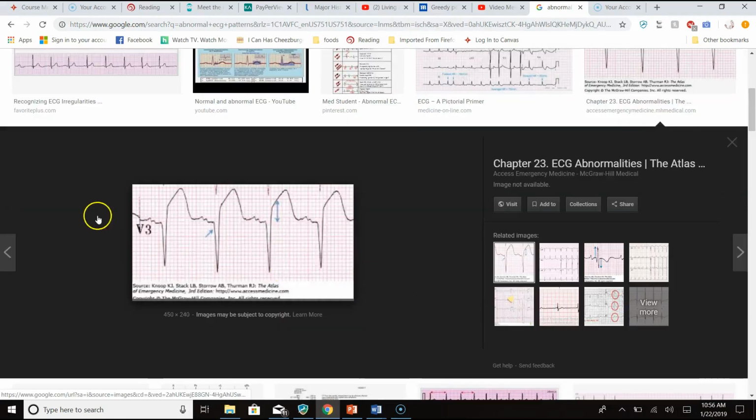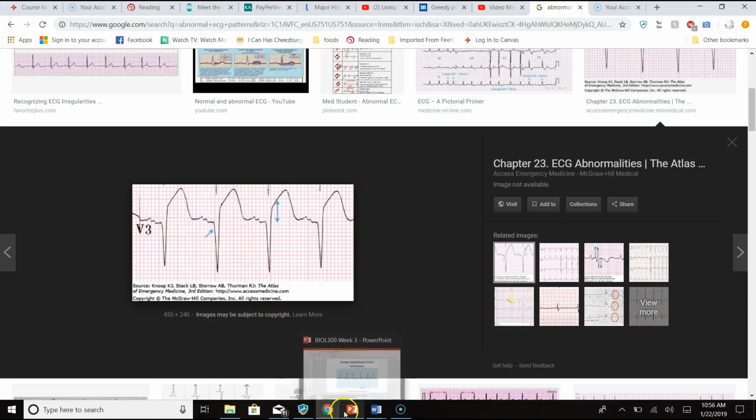So you may not be able to say which of these is a P or a Q or a QRS or a T, right? You're just going to see frequency and amplitude, and you're going to see that there's something wrong.